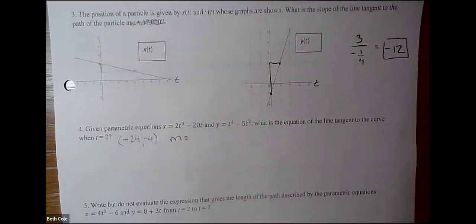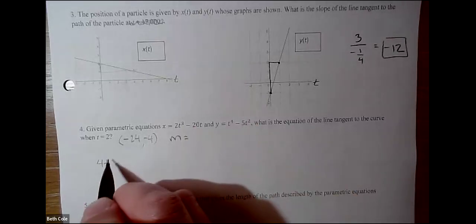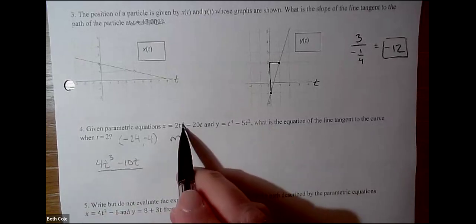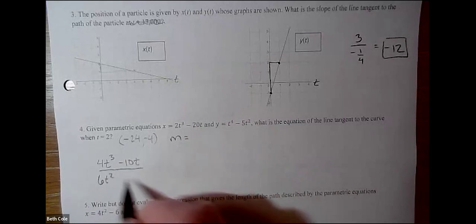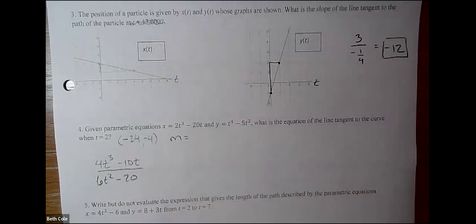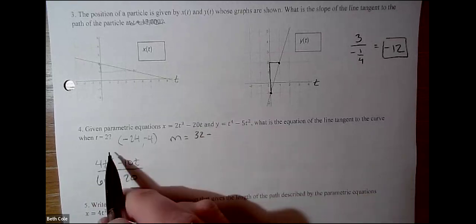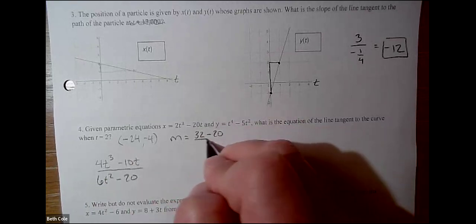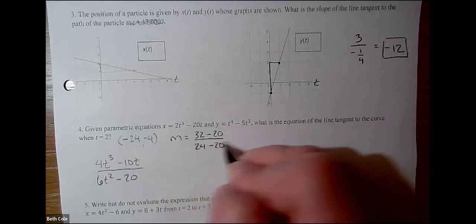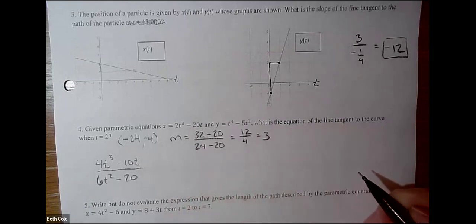All right, slope comes from derivatives. So we're going to do derivative of y over derivative of x. So that will be 4t cubed minus 10t over 6t squared minus 20. And we're going to plug 2 into that to get our slope. So 2 cubed is 8 times 4 is 32 minus 2 times 10 is 20. And then down here, that would be 4 times 6 is 24, also minus 20. So that's 12 over 4, which is 3.